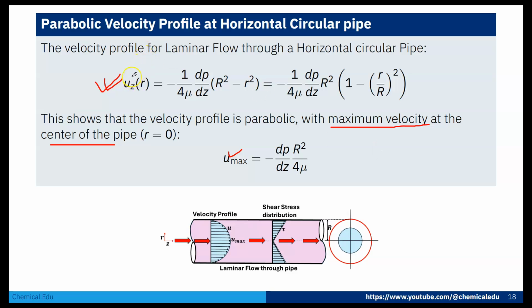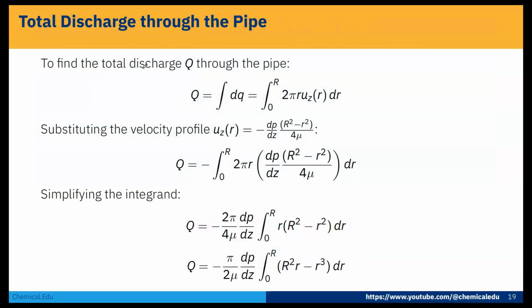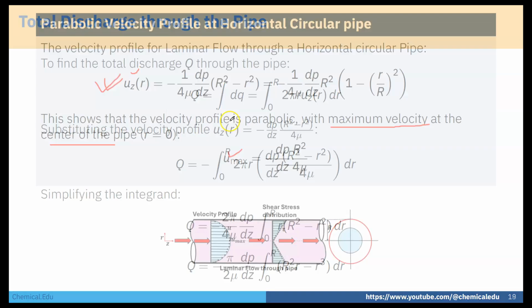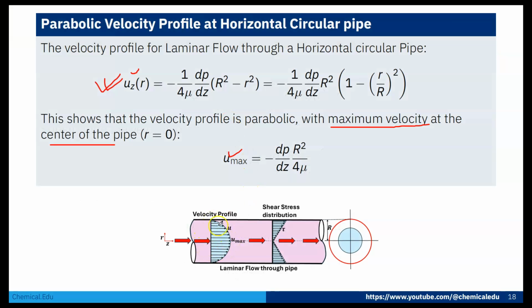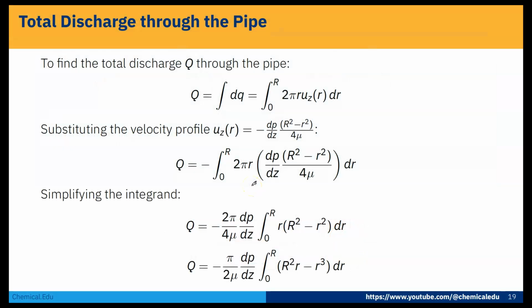Now using this equation, we will calculate the total discharge. Total discharge through the pipe means how much fluid is actually flowing through this circular pipe. So what will be the total discharge through the pipe? To find the total discharge Q, Q is nothing but the integration of small dQ. Here we have to put limits 0 to R, meaning from the center line to the pipe wall. So that is 2 pi r u_z(r) dr.